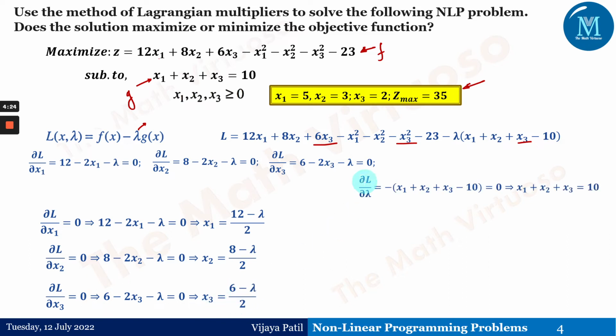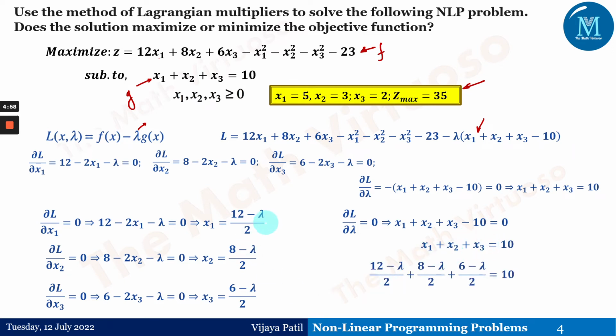Now, differentiating L with respect to lambda, we get this particular bracket with the negative sign. So −(x1 + x2 + x3 − 10) = 0. That means we are getting the constraint, that is the g function, x1 + x2 + x3 = 10. We are saying that ∂L/∂λ equals 0, that means x1 + x2 + x3 = 10.